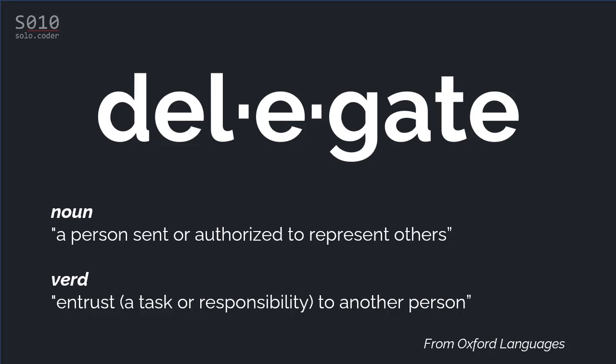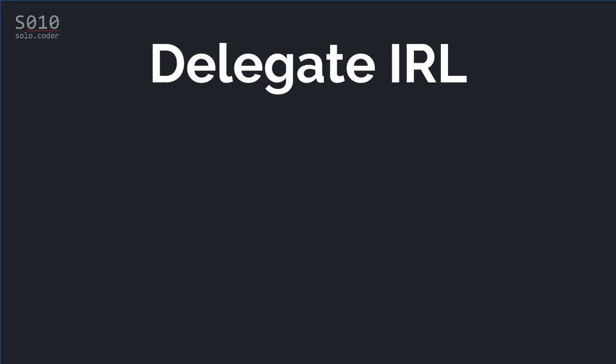What is a delegate? A delegate is, according to Oxford Languages, a person who is sent or authorized to represent others. As a verb, it is the act of entrusting a task or responsibility to another person. For example, delegate in real life.